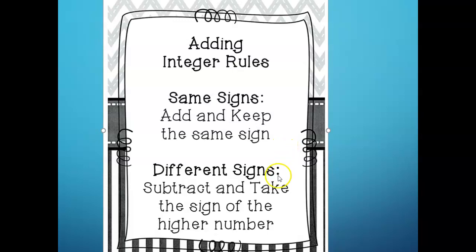If the signs are different, if you have a positive and a negative number together, you are going to subtract and take the sign of the higher number. That might sound confusing right now, but we're going to do lots of examples. So hopefully this will all make sense to you in a few minutes.